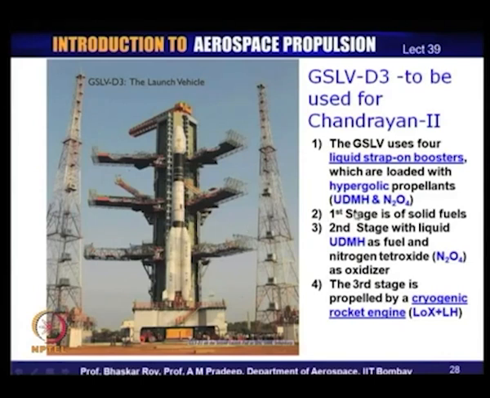The rocket is again 3 stage. The first stage is of solid fuel, which is just inside here. So, outside we have the 4 liquid boosters, and inside we have the first stage, which is a solid fuel rocket. And then the second stage again is a liquid, again of UDMH and nitrogen tetroxide. And then you have the third stage, which is a cryogenic rocket, which we have talked about a little, and this uses liquid oxygen and liquid hydrogen. This is a new technology which has been used in India comparatively recently, and this is going to be used in the GSLV-3 D3, which will power Chandrayaan-2, which we are hoping will take some Indian to the moon.